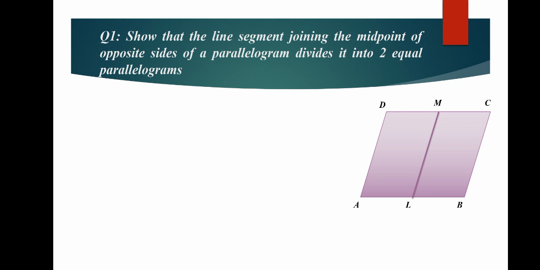First question is, show that the line segment joining the midpoints of opposite sides of a parallelogram divides it into two equal parallelograms. First of all, make a parallelogram ABCD, then join the midpoints with a segment passing through the center, that is ML. This ML is dividing the parallelogram into two equal parallelograms, that is ALMD and LBCM. So you have to prove that ALMD and LBCM are equal to each other.